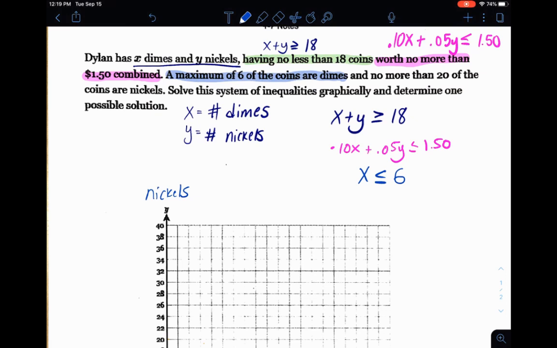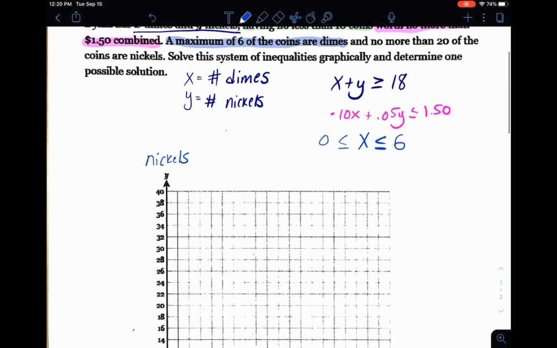So we could even write this and be more accurate. When you go into Delta Math, it's not going to have you type in a compound inequality. It's going to be assuming that there is that boundary line there. So just know that when you're doing that.